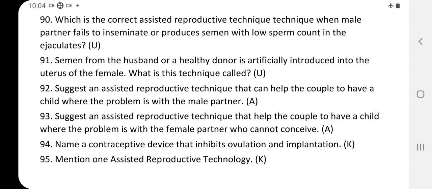94th, name a contraceptive device that inhibits ovulation and implantation. That contraceptive device is oral pills.